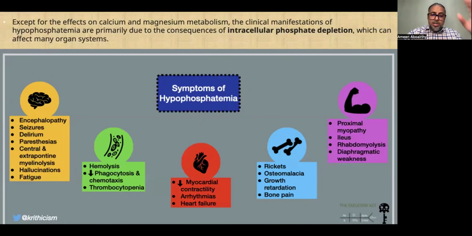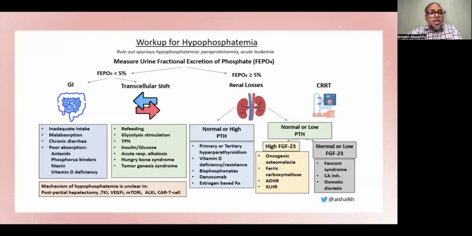That's why we said the killer is there in the heart. Arrhythmias and heart failure, rickets. Of course, there is no phosphate stimulation, growth retardation, proximal myopathy, rhabdomyolysis. It's caused by hypophosphatemia. Hypokalemia is also a reason for rhabdomyolysis. And if you're having sickle cell trait as well, it's a risk factor.